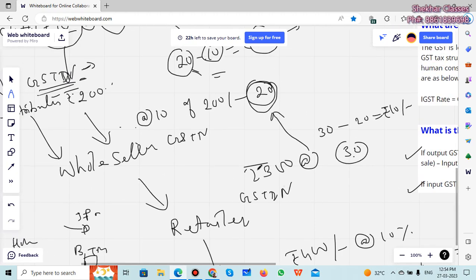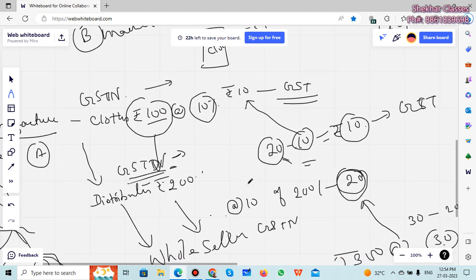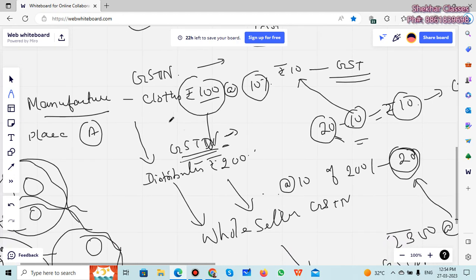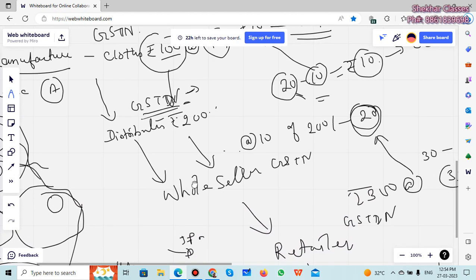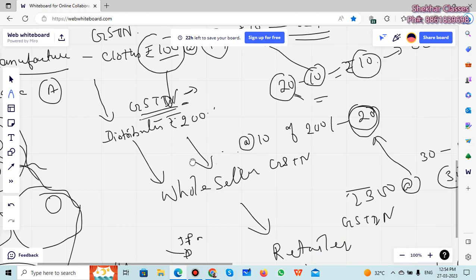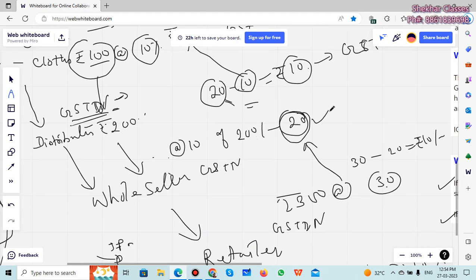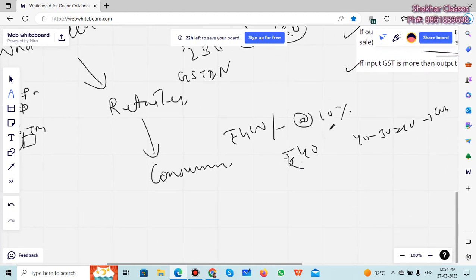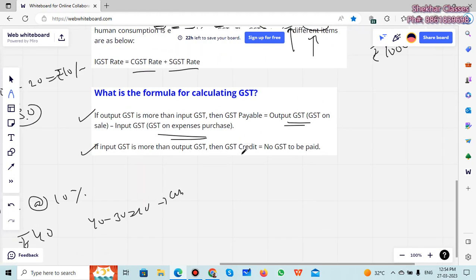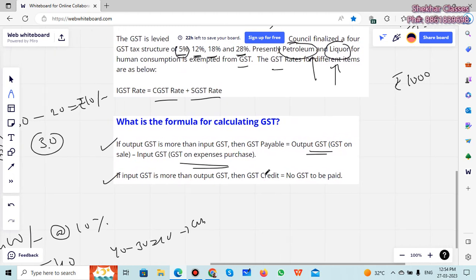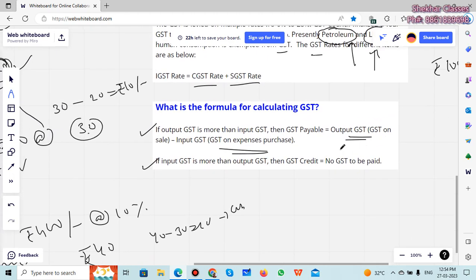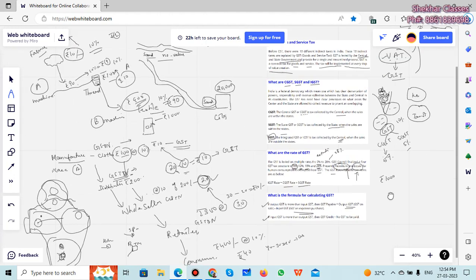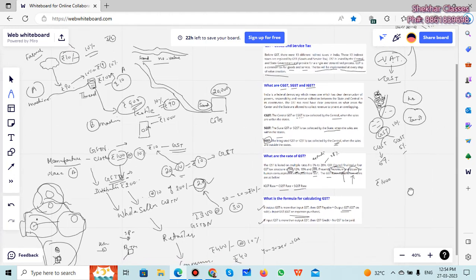So you can see whoever is creating value in it pays tax. How? Because they have taken the cloth from this place to the nearby place to the consumer. So he has added some value, he has to pay some value tax, which is 10 rupees, everybody, right? So this is somewhat similar to value added tax. This is the concept that we have about GST, and once we start solving questions based on it, it will be more clear to you.